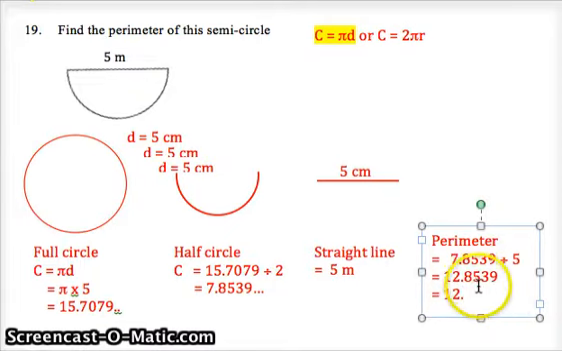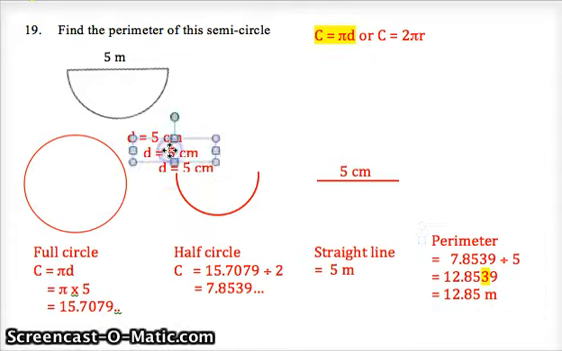12.8 something. So you have to decide, will this 5 stay the same, or will it change? To decide on the second decimal place, we need to look at the third decimal place. Now the third decimal place is a 3, which is less than 5, so we keep the 5 the same in front of it. We don't round it up. So my answer for perimeter will be 12.85 meters. So that's the distance around there. Sorry, all these little d equals 5s popped up.